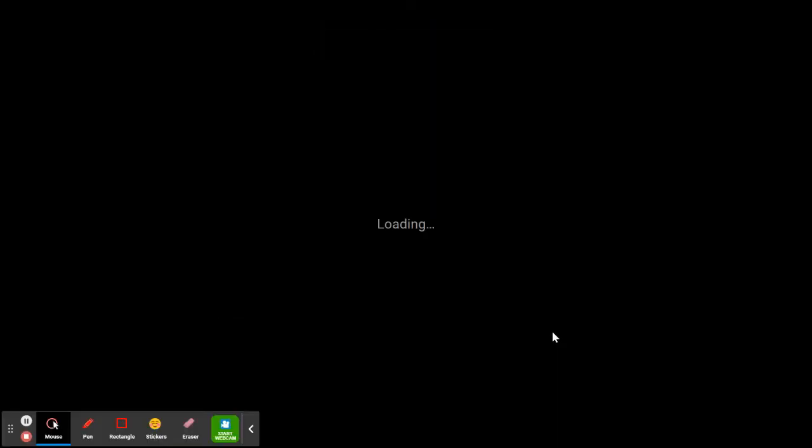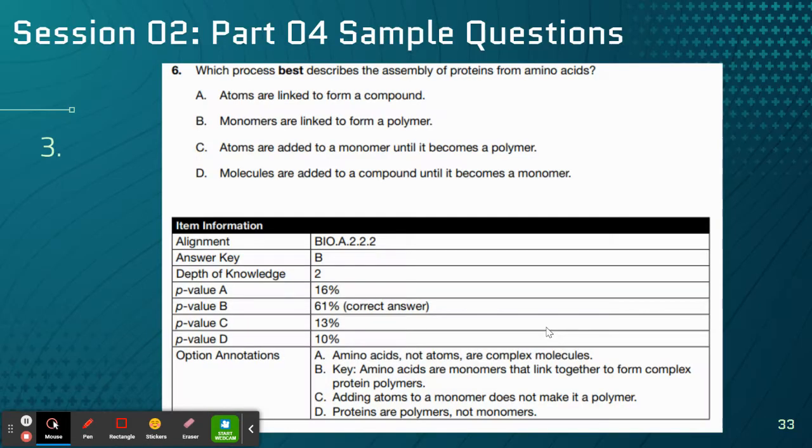Okay, let's look at the answer together and talk about why certain answers were not correct. Atoms are linked to form a compound does not apply to this question, proteins from amino acids. Monomers are linked to form polymers. I feel good about this one, but let's look at the rest of them. Atoms are added to a monomer until it becomes a polymer. That's not how it works. Molecules are added to a compound until it becomes a monomer. That's definitely just kind of something made up.